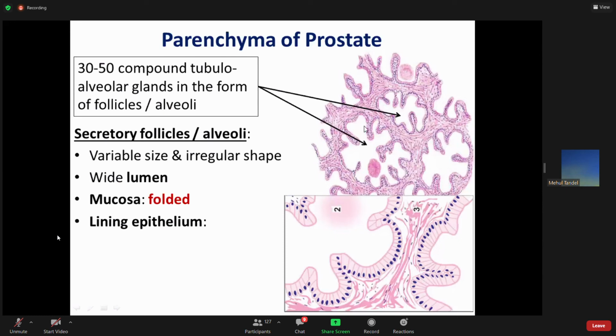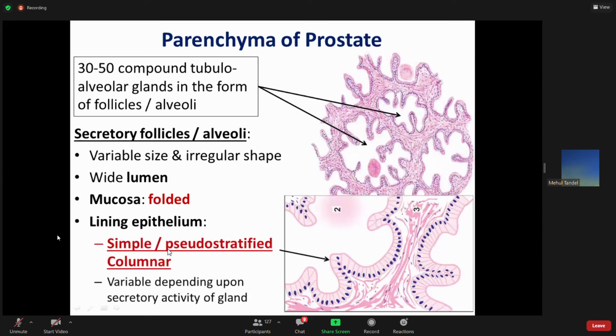तीन स्ट्रक्चर तो आपको इसमें दिख ही रहे हैं. Wide lumen and folded mucosa. Lining epithelium भी आपको दिख रही है ये lower diagram में. So it is a simple columnar or pseudostratified columnar epithelium, variable depending on the secretory activity of the gland. So this is the structure of parenchyma of prostate. Just remember all these are in the form of follicles or alveoli, variable in size and irregular in shape with wide lumen and folded mucosa and lined by simple columnar or pseudostratified columnar epithelium.